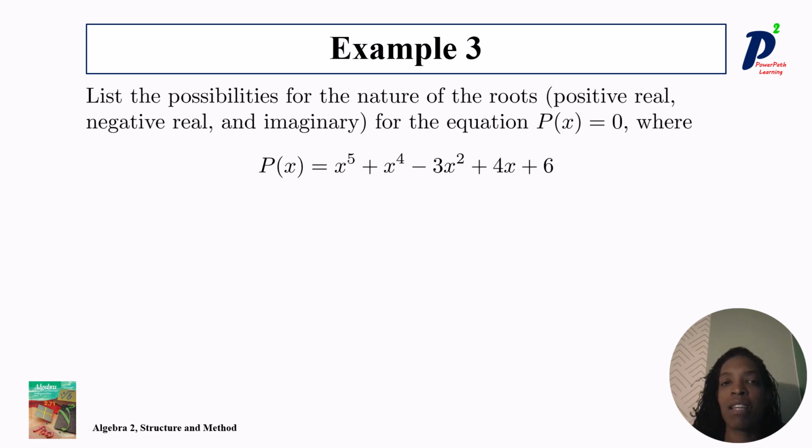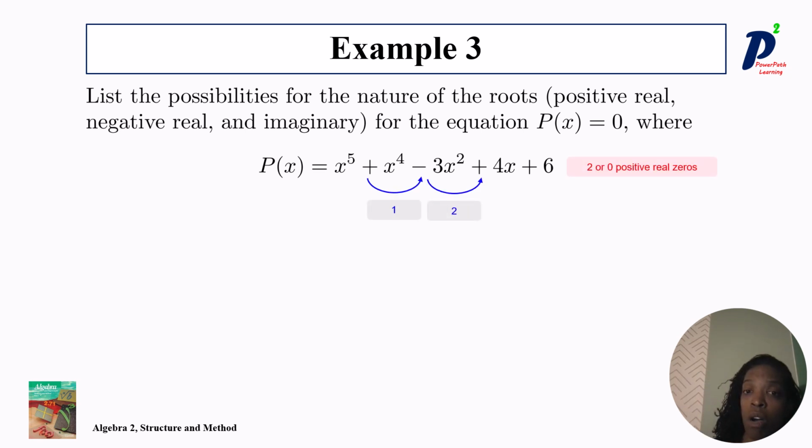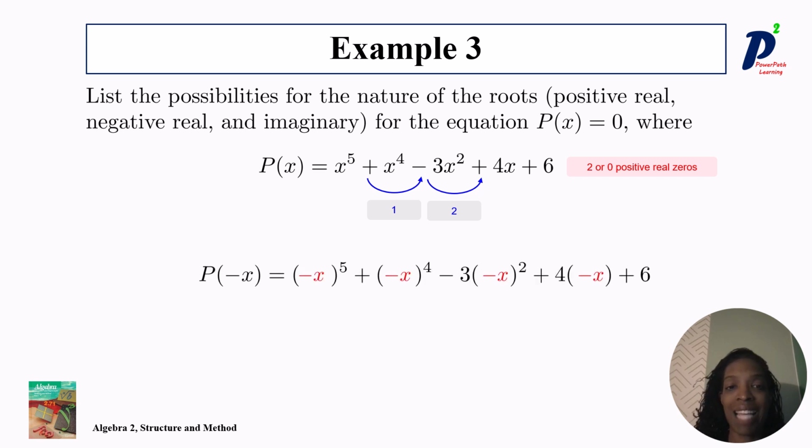So for p of x, we have 2 changes in sign. So there are either 2 or 0 positive real zeros. Now we need to calculate p of negative x. All we do is plug in negative x for each value of x and simplify. We get negative x to the 5th, and so on. It's a long polynomial, but we need to look at the sign changes for this as well.